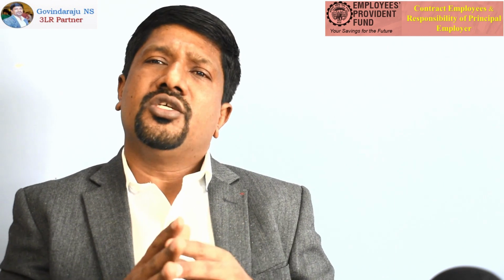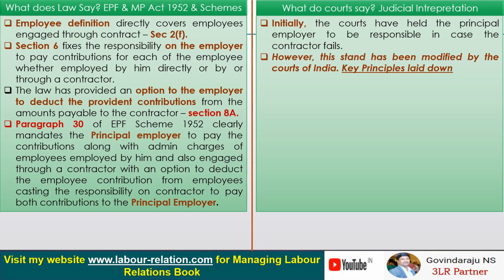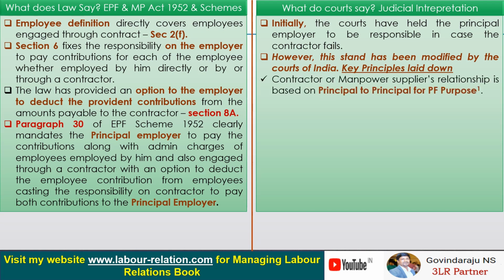Now I am going to tell you the key principles laid down by various high courts and also the honorable apex court, which will help you to understand this subject very well and also implement it in your establishment. The first principle which came out of the case law in the court of law is that the contractor or manpower supplier, who is basically a manpower agency, their relationship is based on principal to principal.